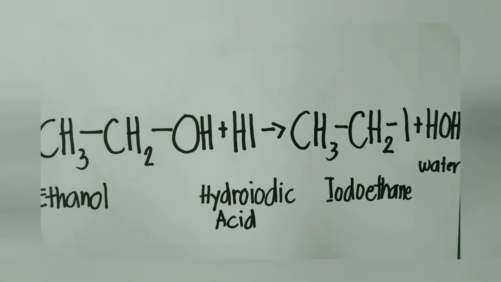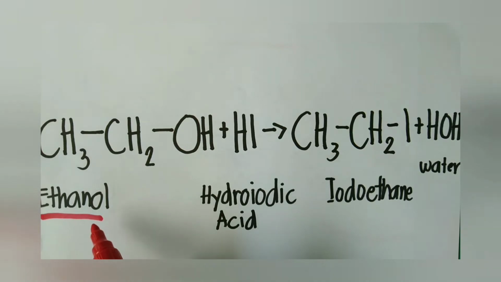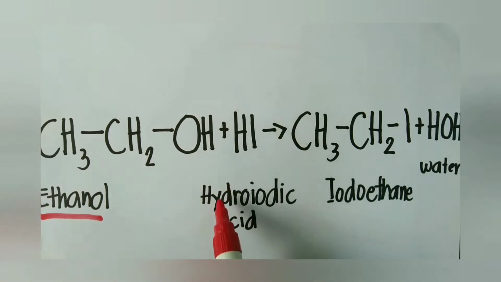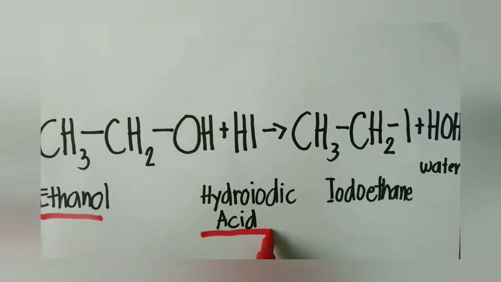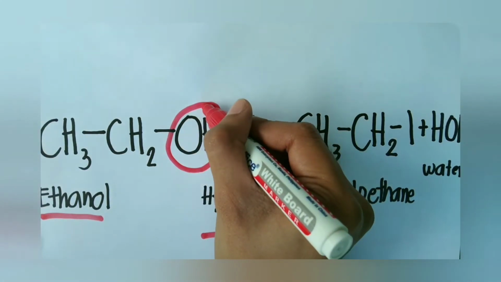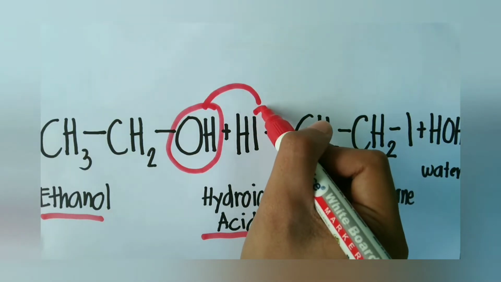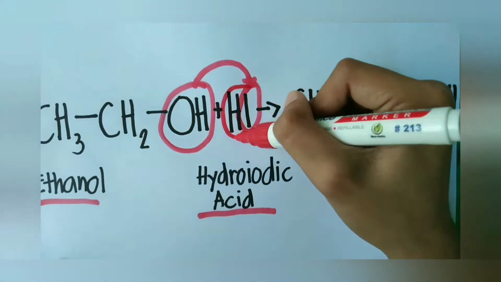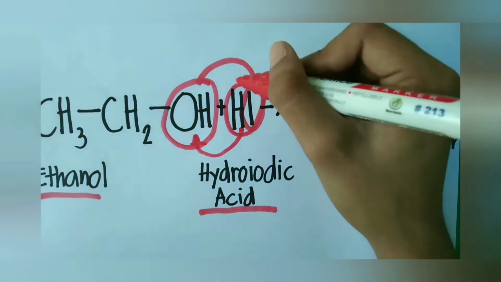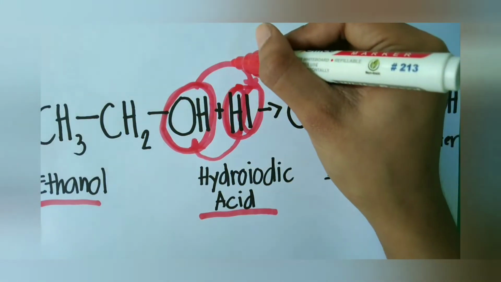Another example of substitution reaction. Here we have an alcohol molecule, ethanol, where the functional group is OH. Then I have hydroiodic acid, and so what happens is the OH group is being replaced or substituted by iodine, a halogen. Now we have iodoethane and water, so the H over here and the OH here combine to form water.